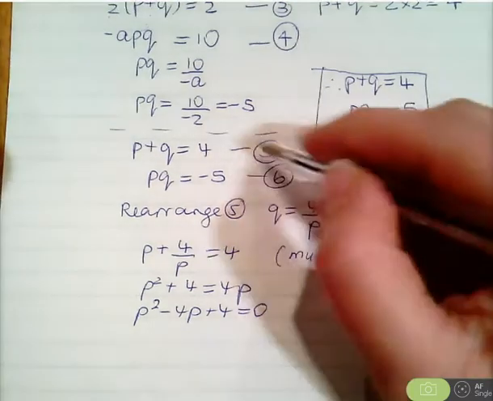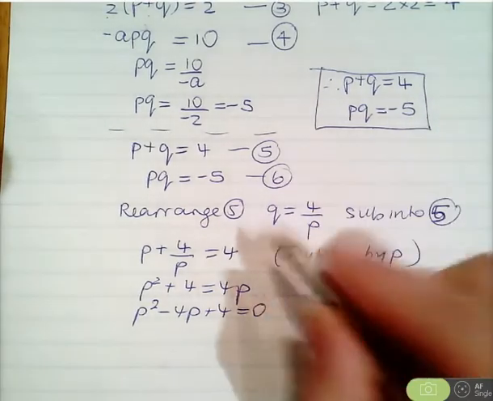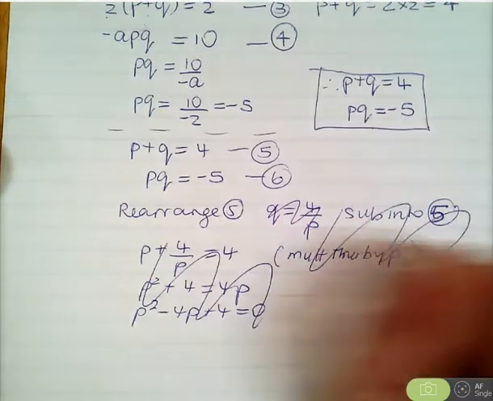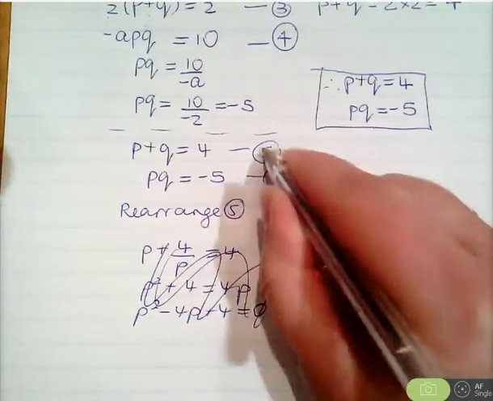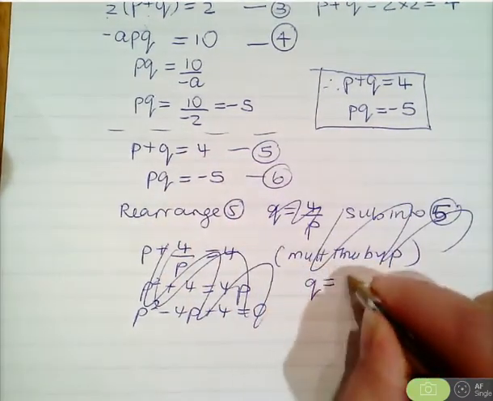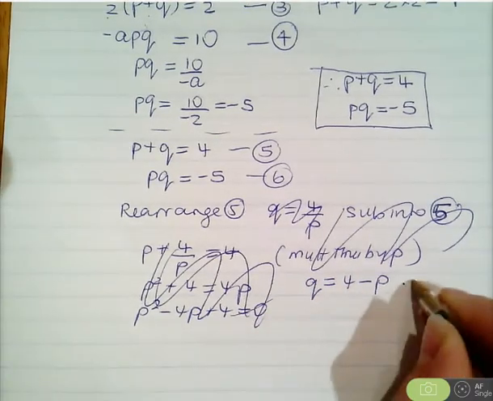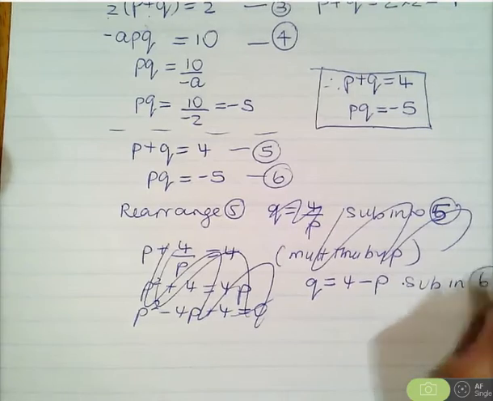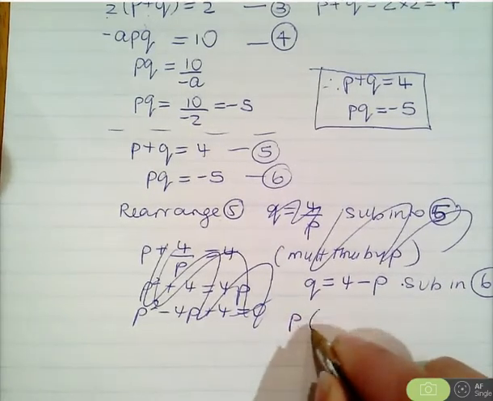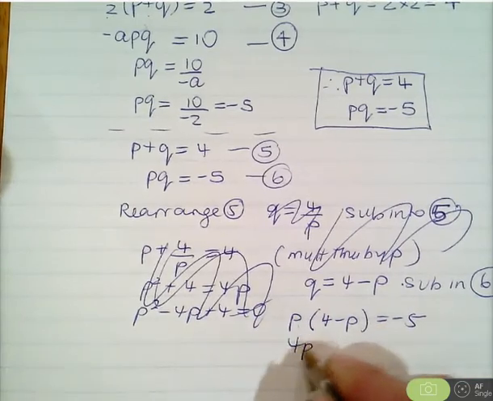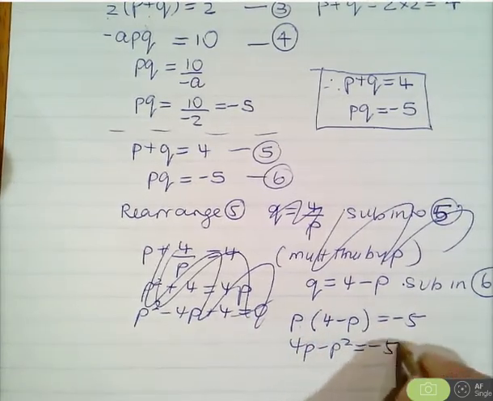I have just found a little error again. It's obviously getting late. Rearranging 5, sorry about that. I'll just stop here. Rearranging 5, I get that Q is 4 minus P. Sorry about that. So therefore, subbing in 6, I get P times 4 minus P is negative 5. This is better. 4P minus P squared is negative 5.